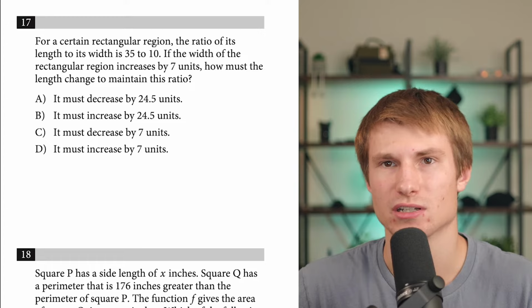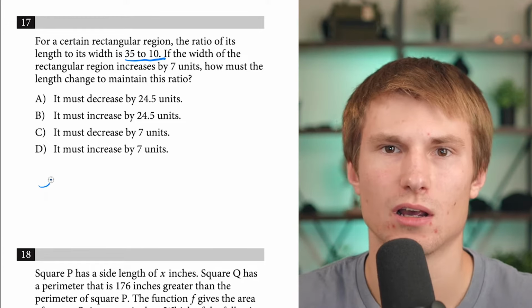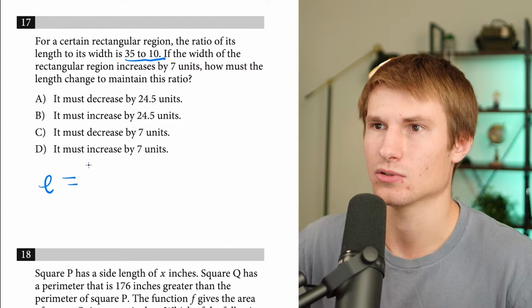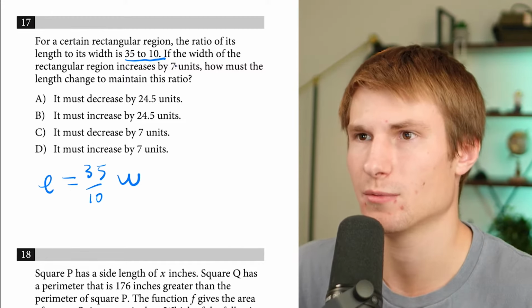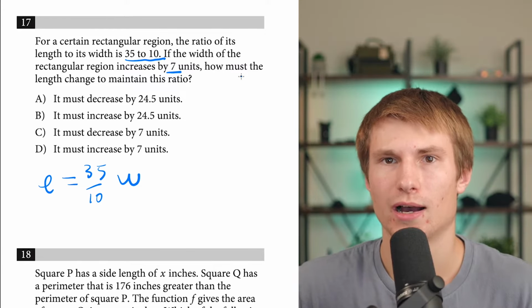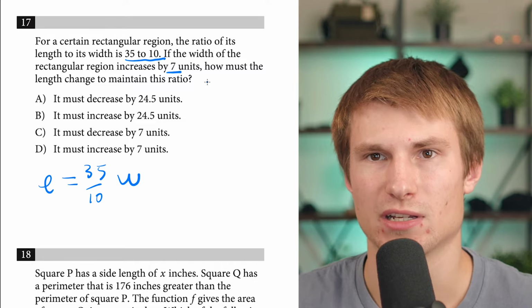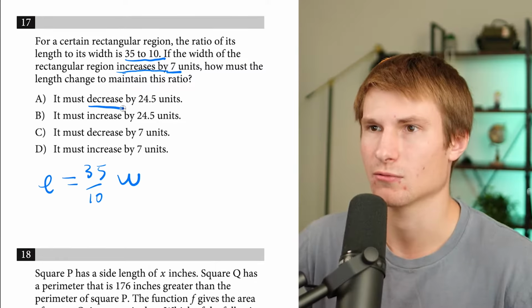So here's question 17. For a certain rectangular region, the ratio of its length to its width is 35 to 10. So that means its length is equal to 35 over 10 times its width, which will represent as W. If the width of the rectangular region increases by 7 units, how must the length change to maintain this ratio? Okay, well, obviously our length will have to also increase. So that means we can get rid of A and we can get rid of C.